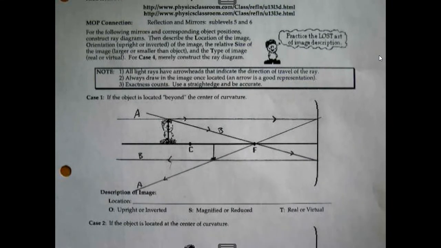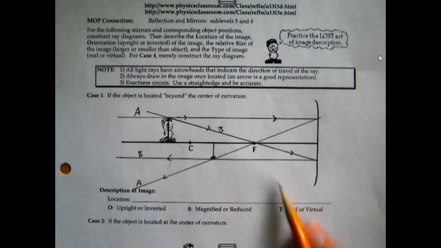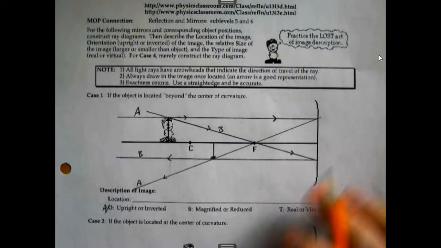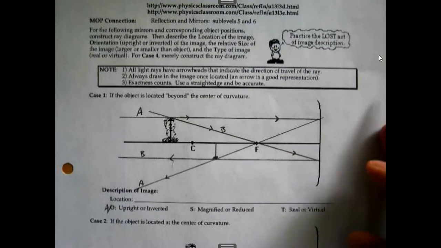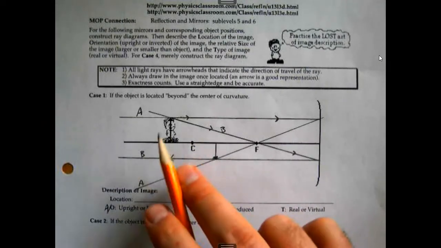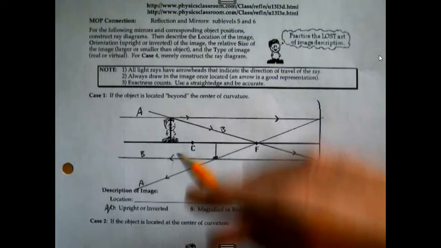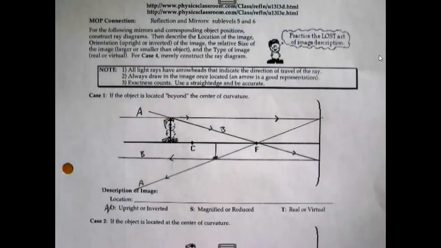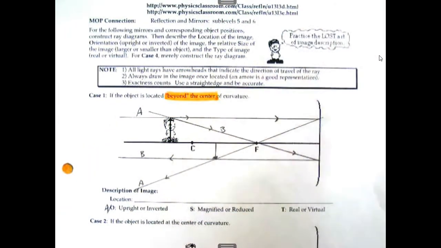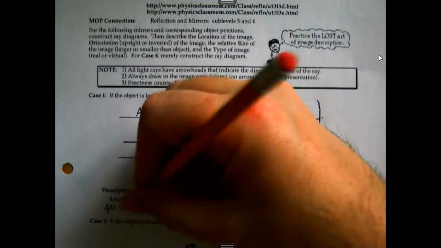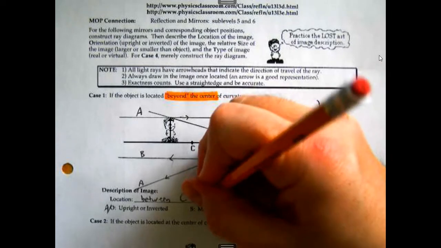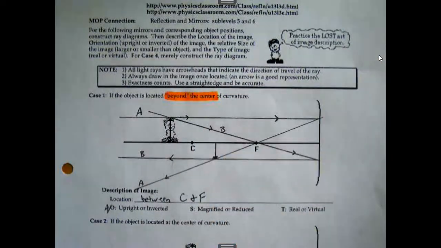All right. And then I want to describe it. Location. So they're using the lost here as opposed to the salt. I guess that would be a. Okay. So what we want to describe here is the location. And I think they want a description of where it is relative to these points. So if my object is beyond C, my image is between C and F, okay, because it's between C and F.